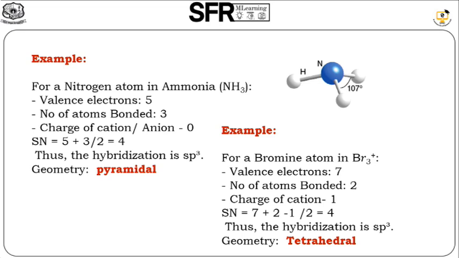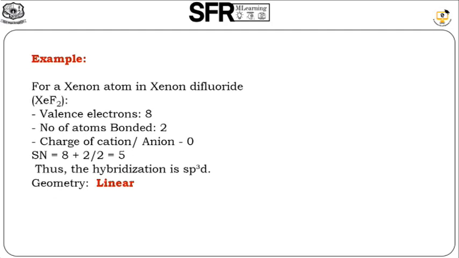Next, the number of atoms bonded to the central atom is 2. The molecule is a cation, so the charge is minus 1 in the formula. The steric number formula gives 7 plus 2 minus 1, divided by 2, is equal to 4. So we get a steric number of 4. The hybridization of the molecule is sp3, and the geometry is tetrahedral.